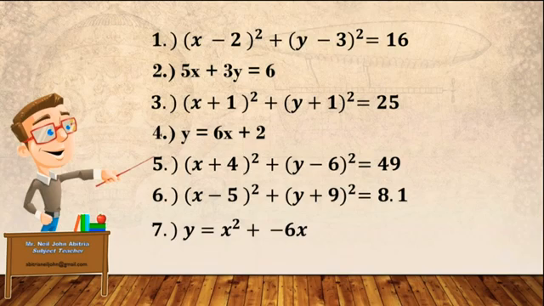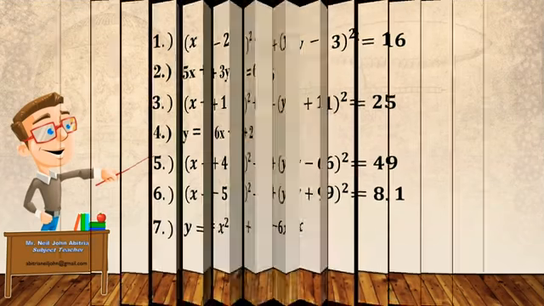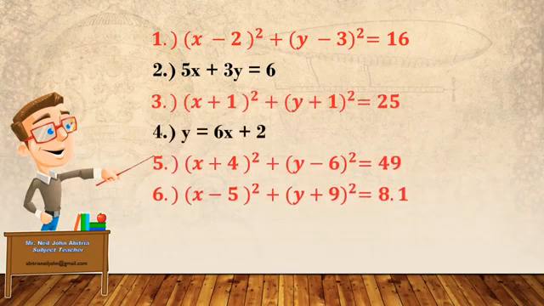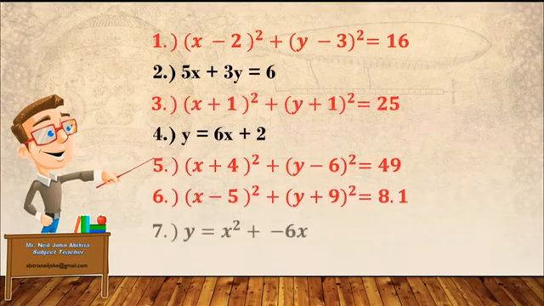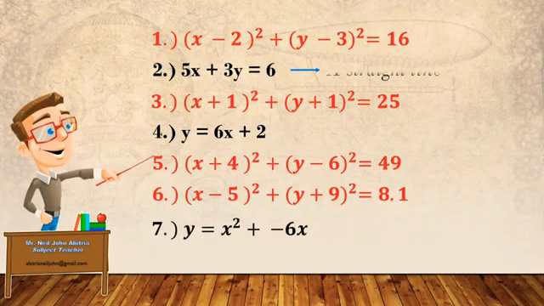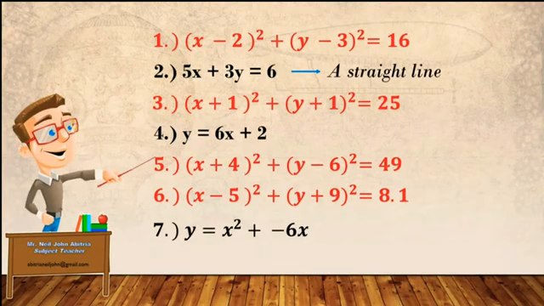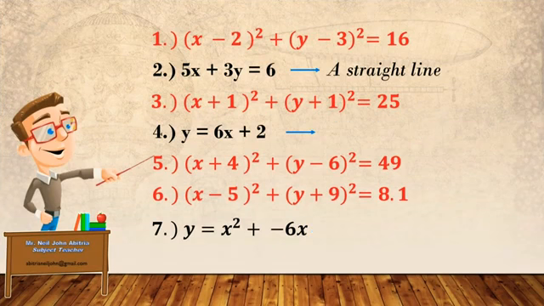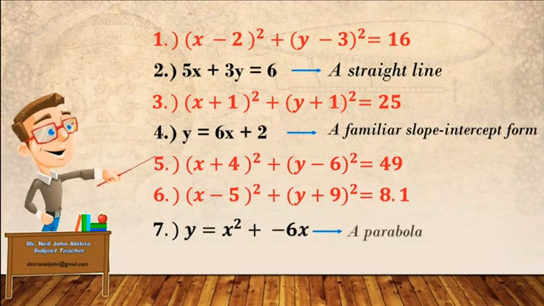I will give you time to pause this video to see if you can recognize it. And if you finish, as you observe, only equations 1, 3, 5, and 6 are center radius forms. The second equation graphs a straight line. The fourth equation is the familiar slope-intercept form. And the last equation is a graph of a parabola.